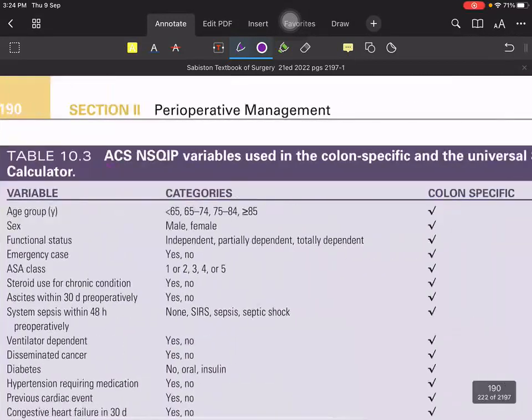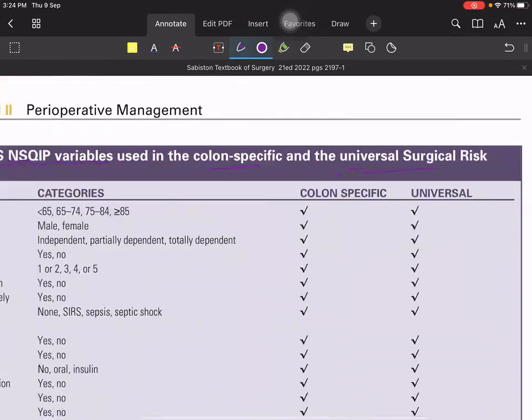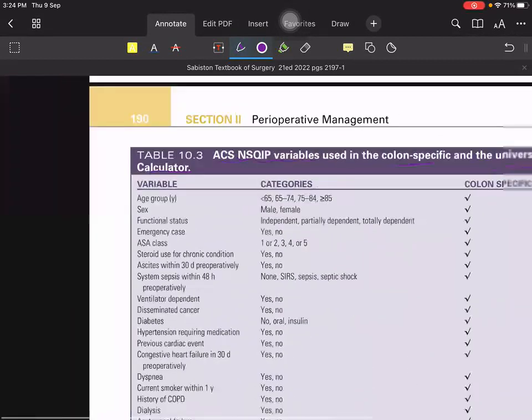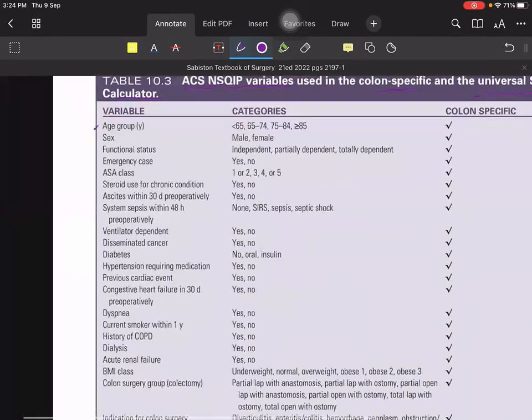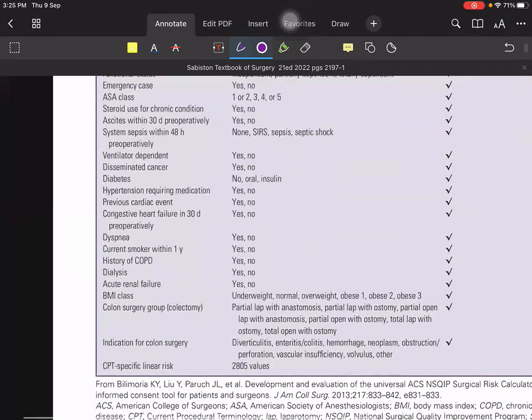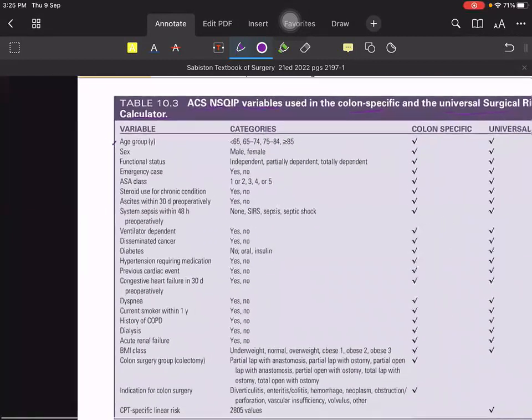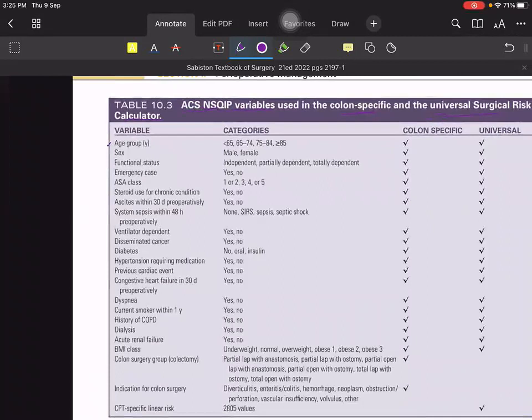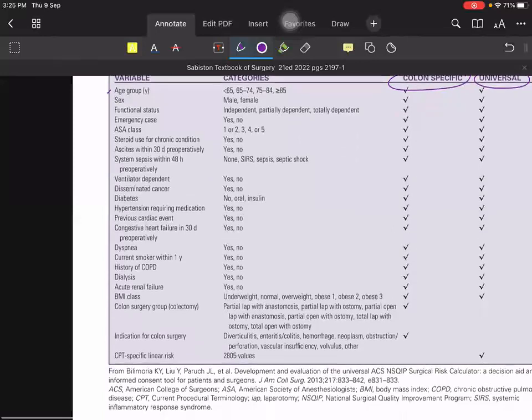I already told you about ACS NSQIP. Now, variables used in the colon specific and the universal surgical risk calculator. These are the various variables they are using. This is actually not an important one, no need to go through every variable. They are telling colonic specific and universal for common procedures. You have to remember them.